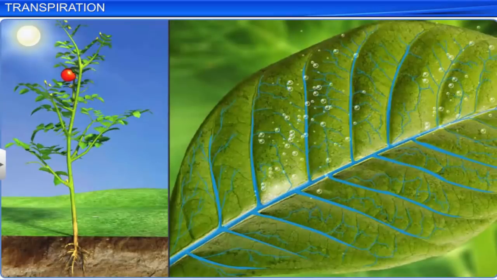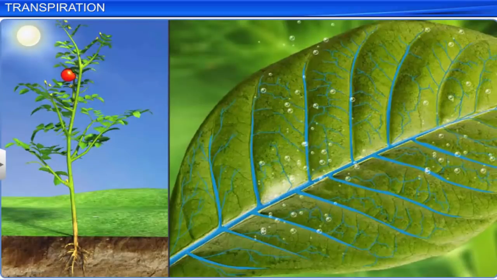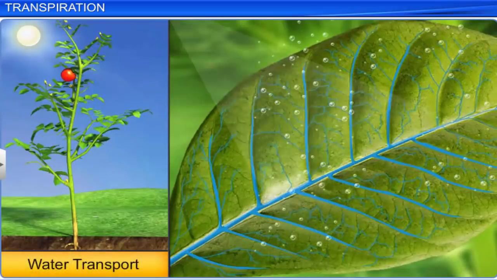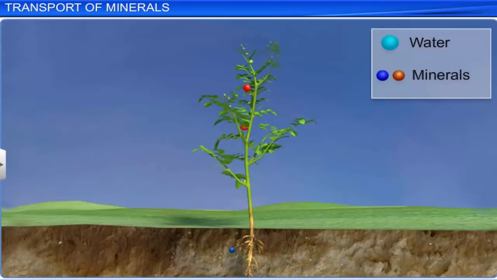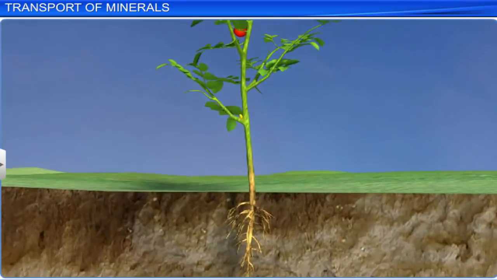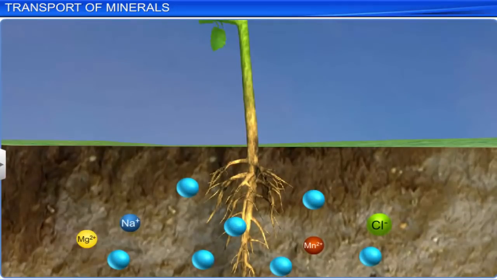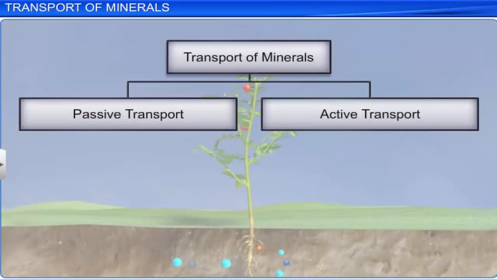Therefore, transpiration plays an important role in both water transport and photosynthesis in plants. Along with water, plants absorb essential nutrients and minerals from the soil. These minerals are present in the soil as charged particles called ions. Absorption of minerals by plant roots occurs through both passive and active transport.